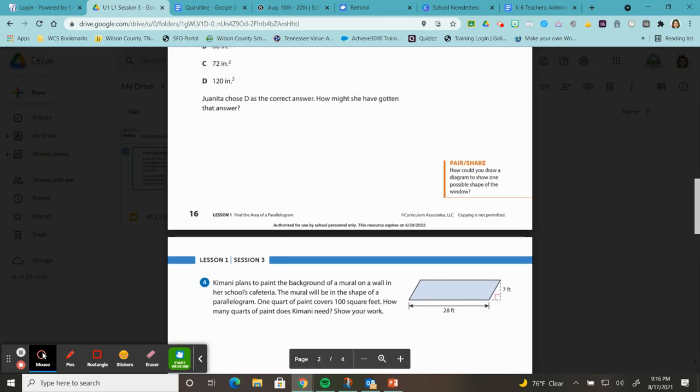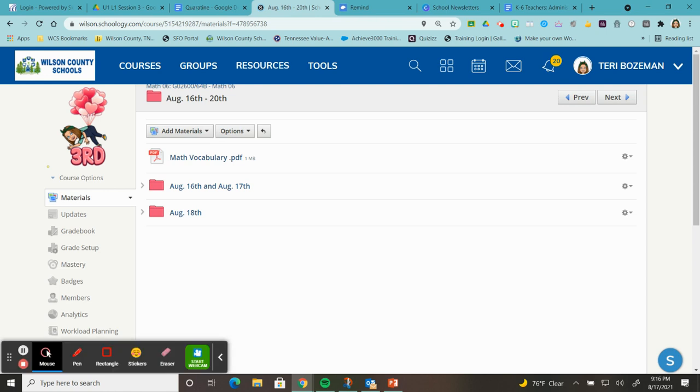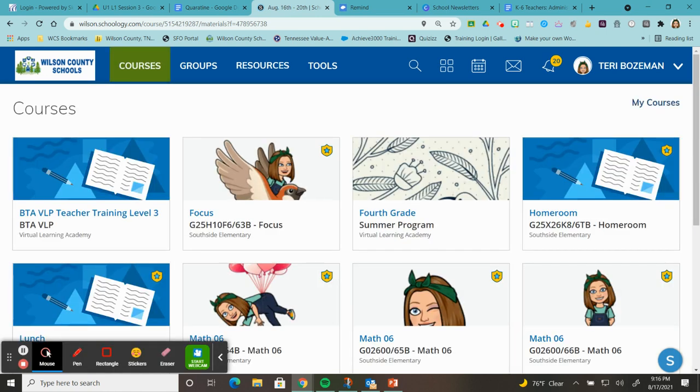After you do that, you're going to go to your math stations. So when you go to Schoology, your courses is where you want to be. To find Schoology, you go to ClassLink, and it's the little Schoology icon. Let me pull that over on my screen so you guys can see that.